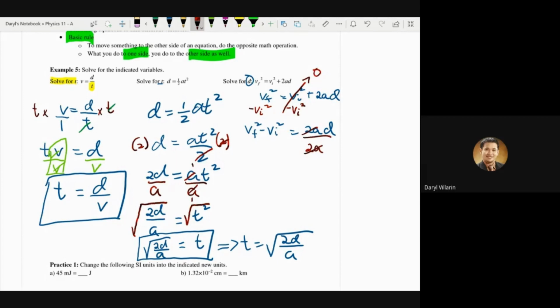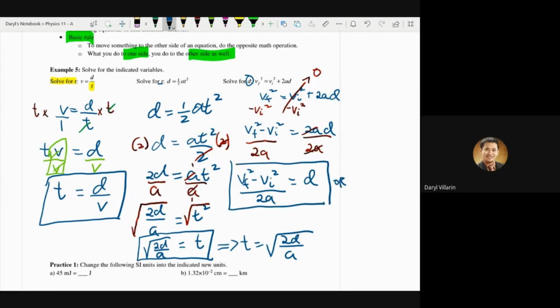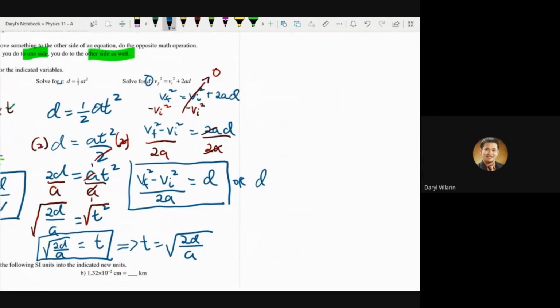So I'm dividing both sides. I divide one side by 2a, I will also do that on the other side, 2a. So now I'll get d is equal to Vf squared minus Vi squared all over 2a. And that should be my final answer. Or doing the conventional thing, the d should be on the left-hand side. Again, it's just the same thing over 2a.